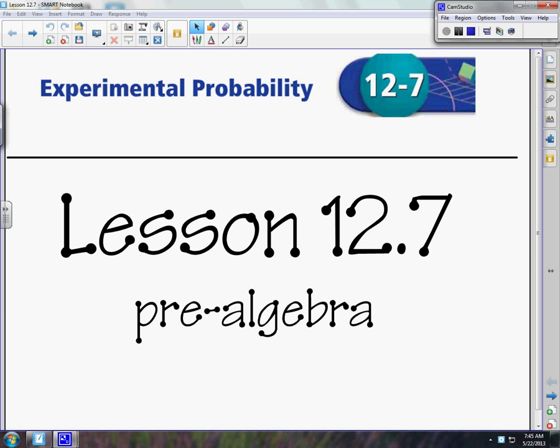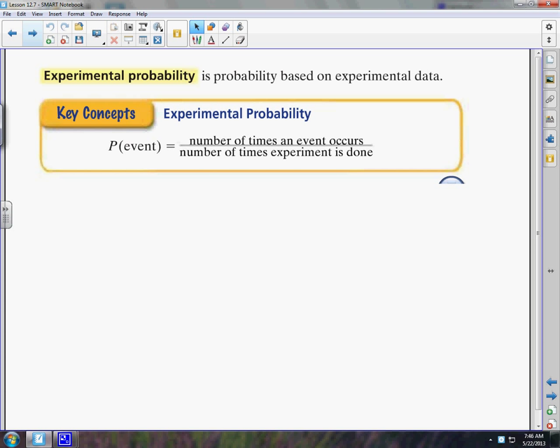Hey guys, this is lesson 12.7 for pre-algebra. It is titled Experimental Probability. So it's just that. It's doing an experiment, seeing how many times you can shoot the basketball, make it. It's just all different experiments and then the probability based on the experiment. So in your notes, write down this key concept: probability based on experimental data.